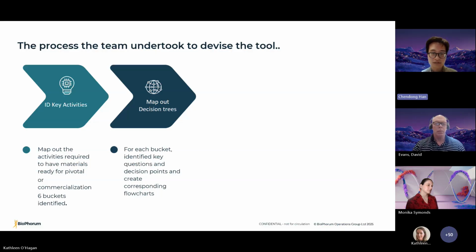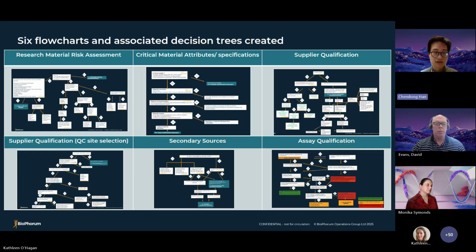And the next step is, after we have identified buckets, in each bucket we have key activities and decision points. And from these, we can create corresponding flowcharts, mapping out the decision trees for each bucket. This is an overview of all 6 decision trees we have created. I think a more detailed discussion is in the white paper, and we will talk about one of those in a later presentation.